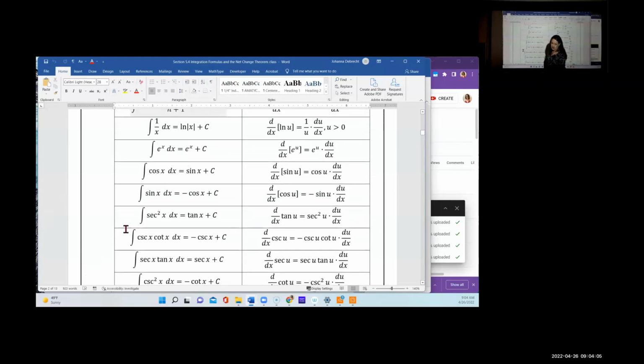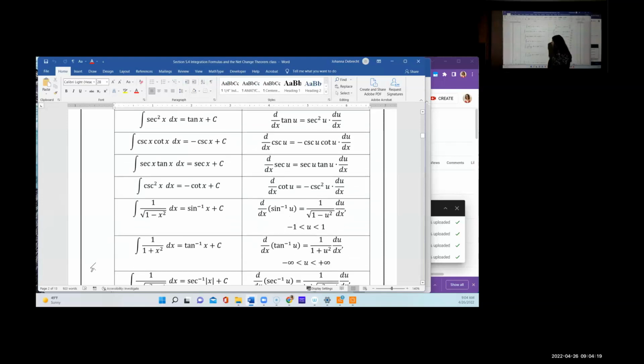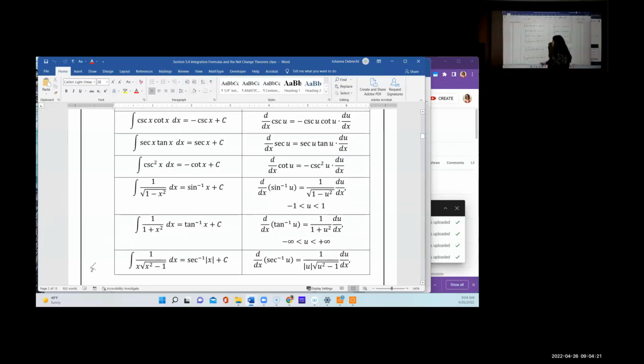On the side next to them, we have the derivative form that leads to the integral form. Now, at the very bottom, we have the inverse trig derivatives and integrals, which we have not talked about yet. They come up, I believe, in section 5.7, so we have not discussed these yet.